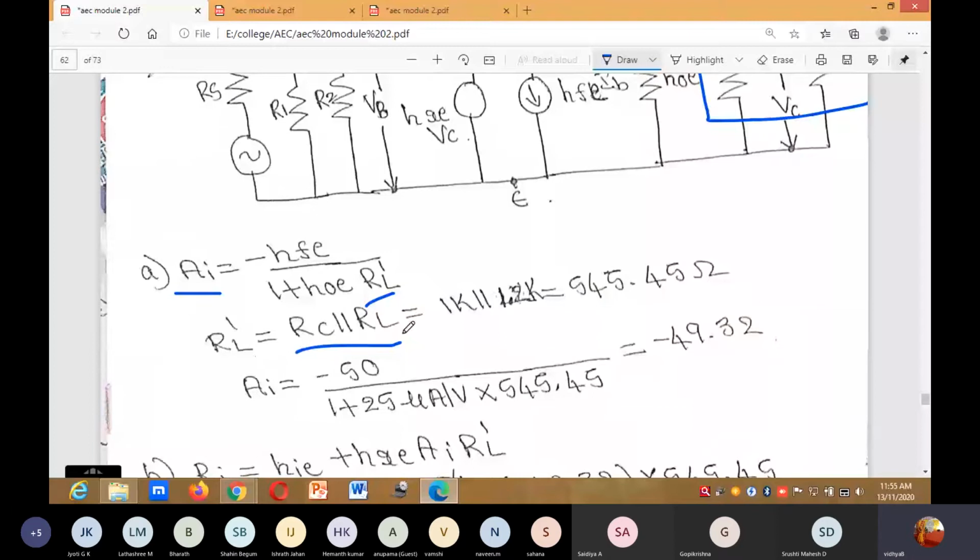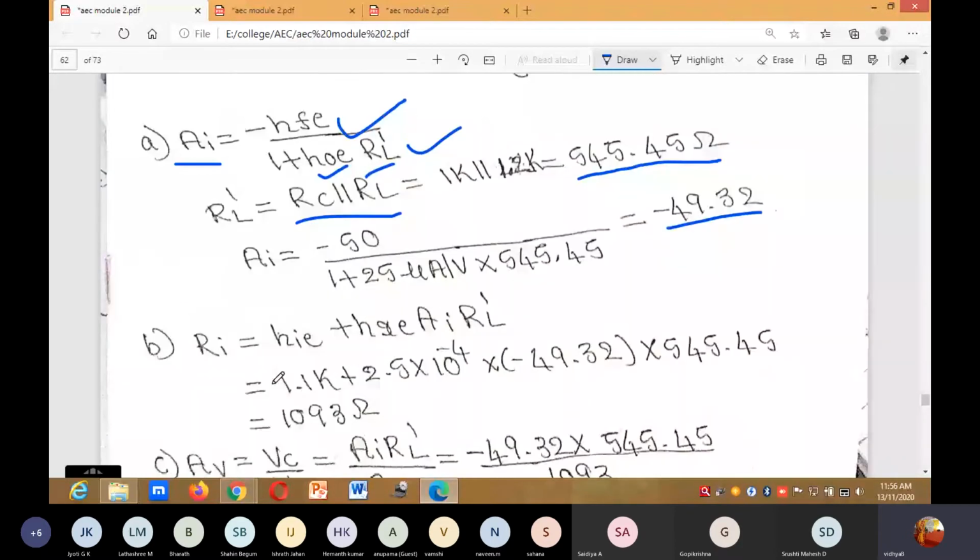Okay, so find out the RL dash. You will get 545.45 because we know the two values, RC and RL, so we can find it easily. AI is equal to, we know the values of HFE, HOE and RL dash. Substitute, you will get minus 49.32. Next, RI, the input resistance.